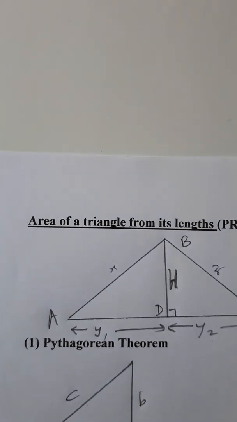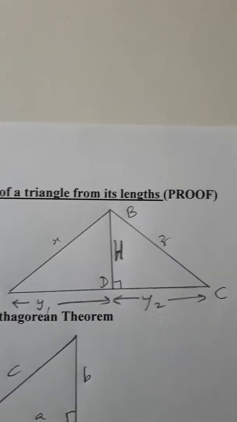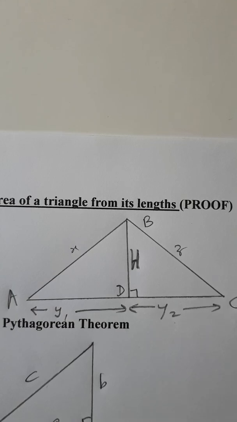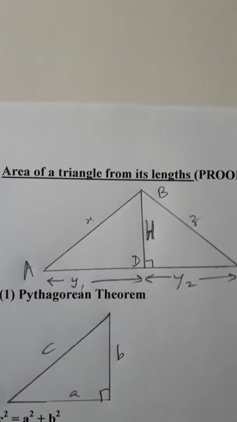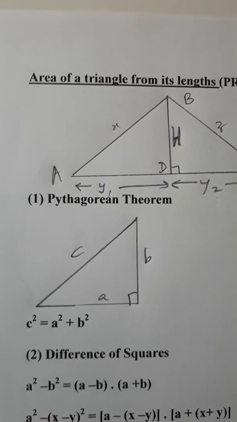Hello, welcome back. I'm going to show you how to find the area of a triangle by using its lengths only. In this diagram, you can see the lengths are x, y, and z. This total length is y. To understand this, you have to know several things like the Pythagorean theorem.